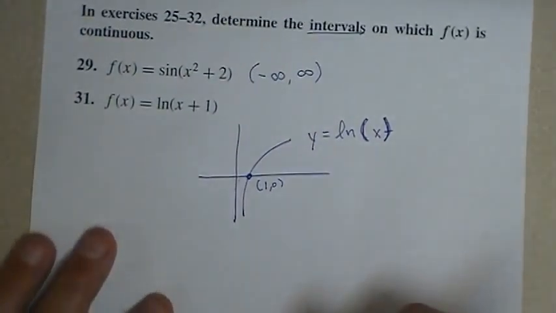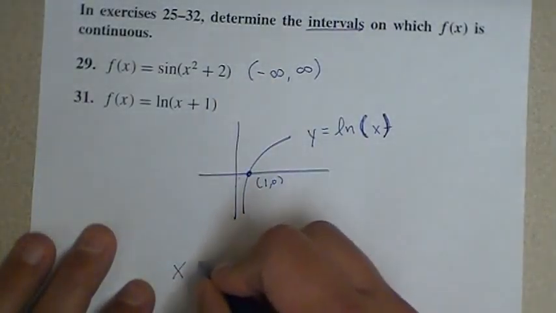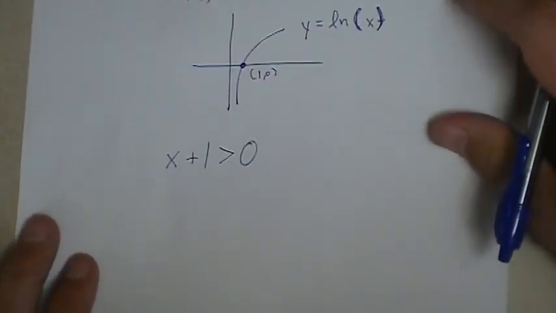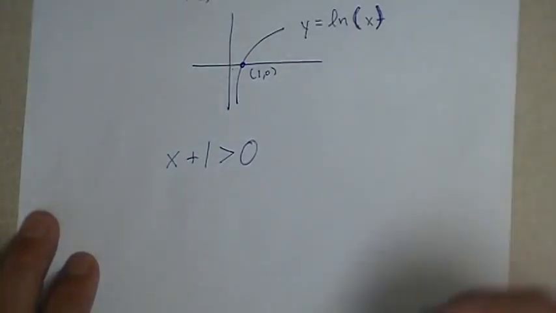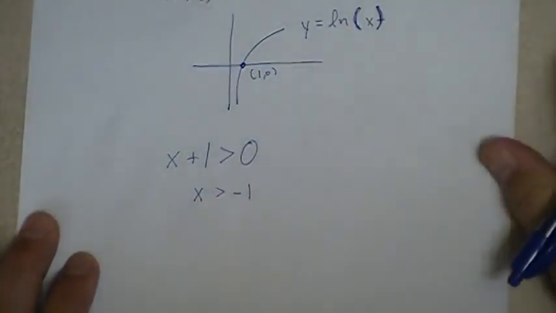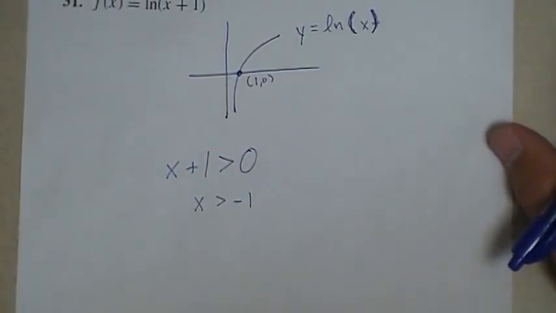How do you ensure that what ends up inside this natural log stays positive? Well, with an inequality. You need x plus 1 to be positive. You need it to be greater than or equal to 0. Simple inequality. Could have solved this probably in middle school at some point. Subtract 1 from each side. You get x is greater than negative 1. How would you say this in interval notation?